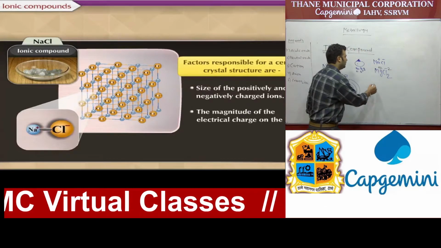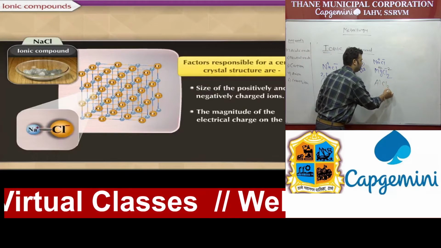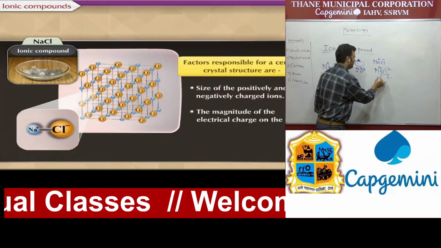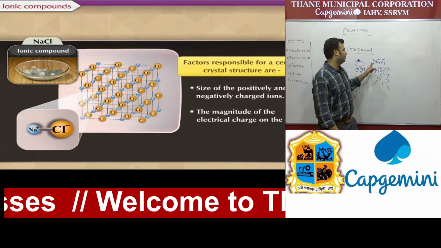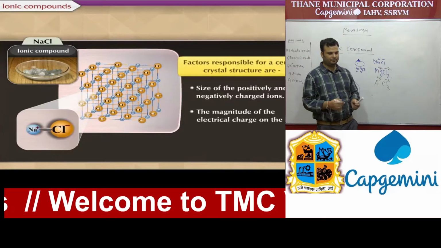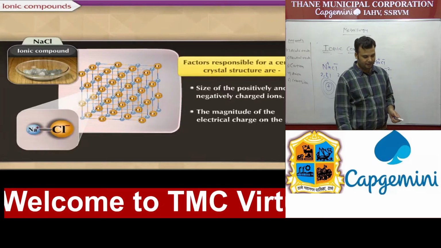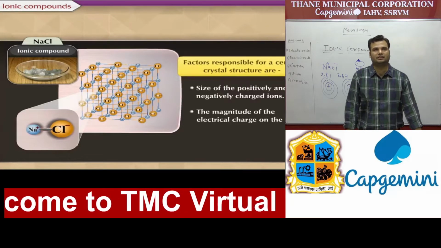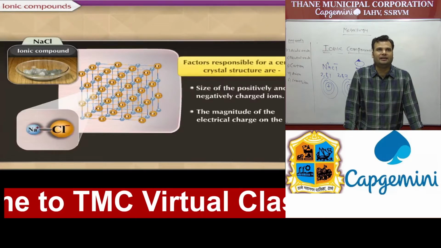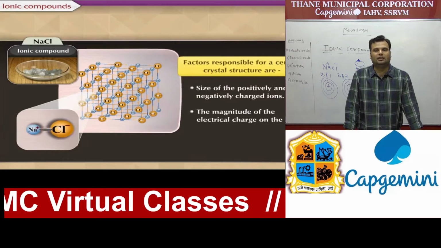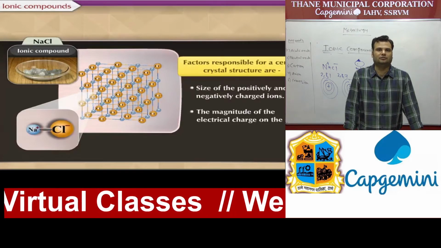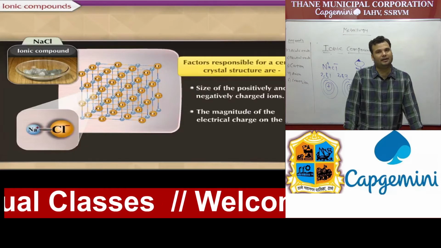Take another example, one more example like AlCl3. So aluminum is +3 and this one is -3. So it also depends upon the magnitude, means number 1, 2 and 3. So this is also very important. So it depends upon two factors. First, size of the positively and negatively charged ion, means size of cations and anions, and second, the magnitude of electrical charge on the ions. So magnitude of electrical charge means cation and anions.